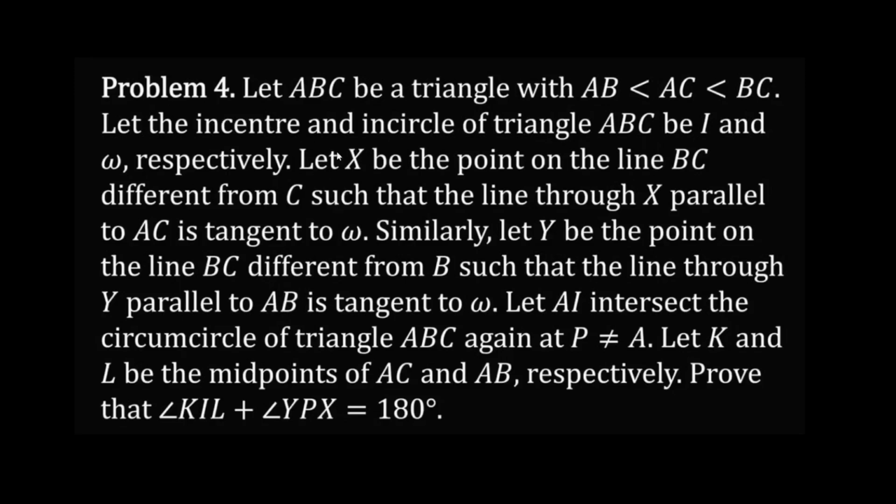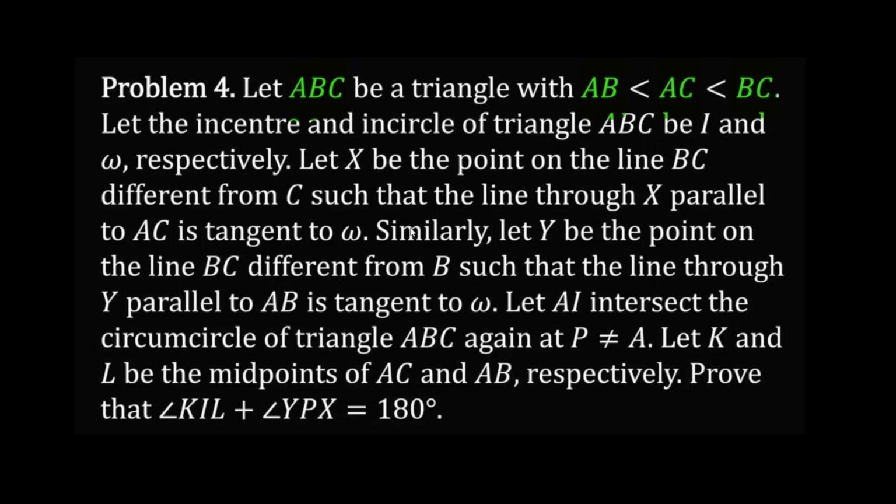Problem number 4. Let me just read the statement for you. We are told to let ABC be a triangle where AB is less than AC is less than BC. So basically, it's a scalene triangle. Let the incenter and incircle of triangle ABC be I and omega respectively.